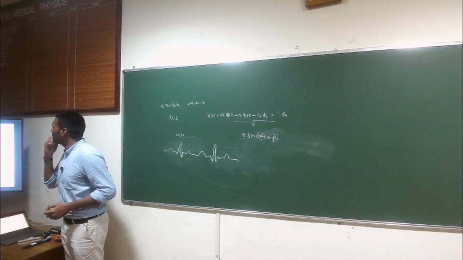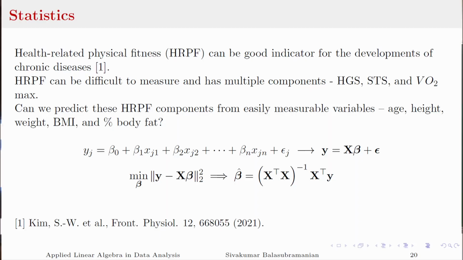To give you an example, this is something I pulled out from a recent paper where physical fitness is important. We all know it's a good indicator of whether or not somebody is going to have chronic diseases later on in life. So there is this study where they were tracking what is called health-related physical fitness, which actually involves measuring multiple variables which are not easy to measure. So they were asking the question, can we get a good estimate of somebody's physical fitness from variables that are easy to measure, like age, height, weight, body mass index, and all that.